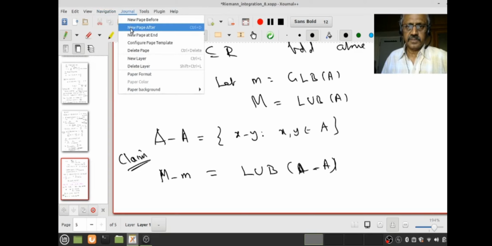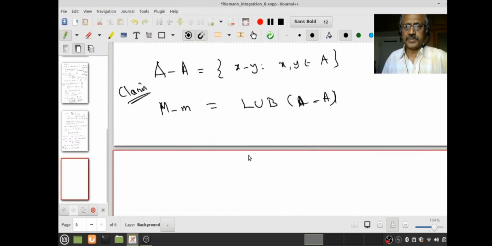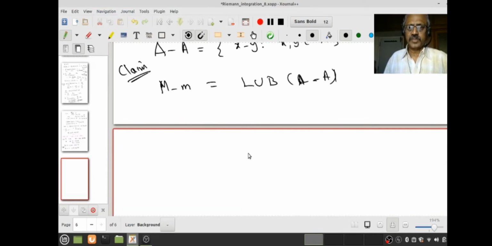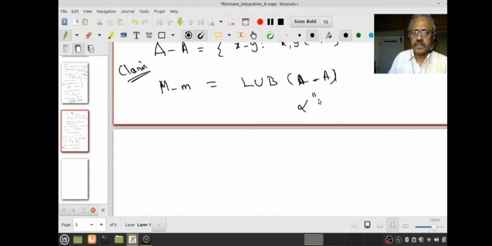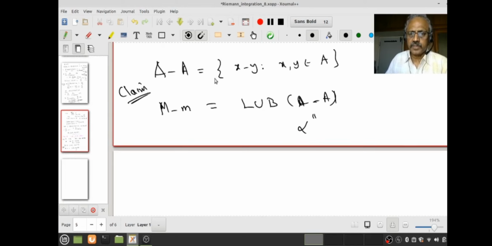You can see this is a very involved proof. That's why many times teachers simply omit it, and textbooks are very sketchy. Let us do that. Is that clear? Let alpha be the LUB. Of course, you should ask whether it is bounded above. That is very easy, because for x minus y, the modulus will be less than or equal to capital M plus capital M. Therefore, it's bounded.